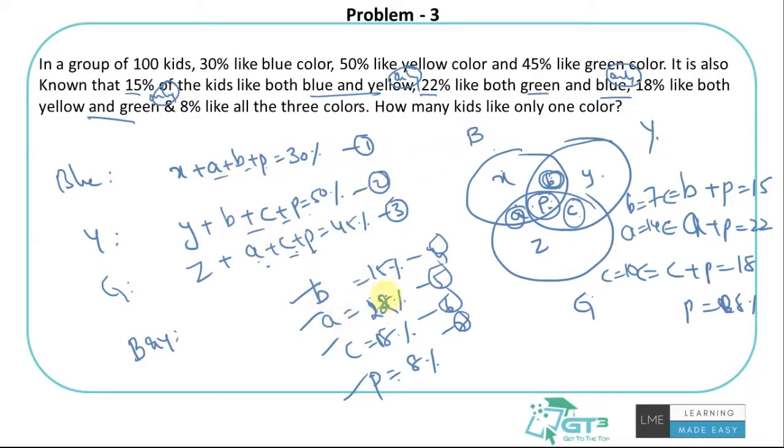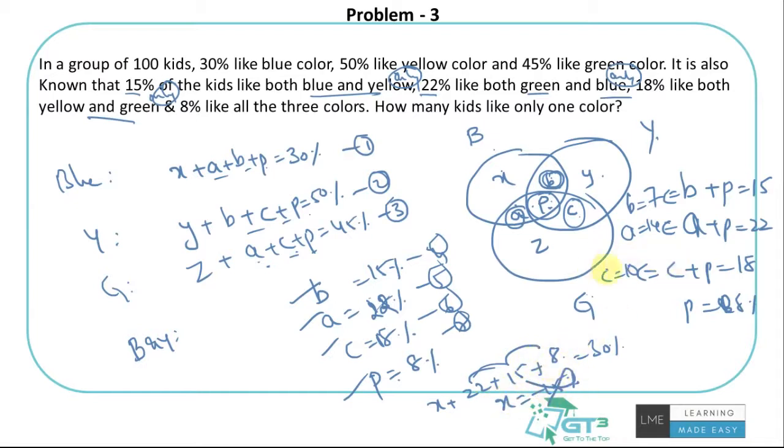A is 22%, B is 15%. That actually is giving me a wrong answer. Why? Because you see this: X plus A is 22 plus B is 15 plus C is 18, sorry, P is 8. This is equal to 30%, which is what equation 1 says, but this alone is more than 30. This will come to 45, which will give me X as minus 15%, which sounds like a wrong one.